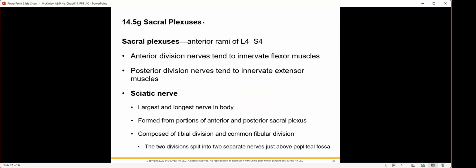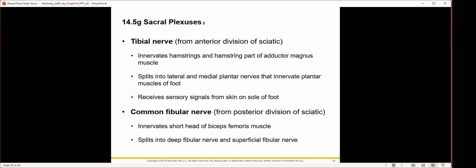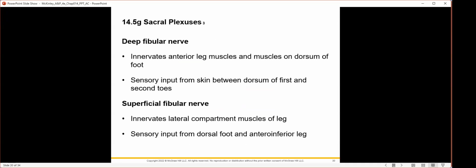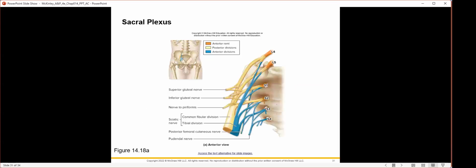Sacral plexus has a little bit of different innervation. We have our largest nerve in the body, the sciatic nerve, coming from here, and it will break down into two divisions, our tibial and common fibular division, going to innervate different parts of the leg. Tibial nerve is going to innervate the hamstrings. Common fibular is going to go to certain parts of the hamstrings as well, like biceps femoris. They can branch even further into fibular nerves, which go to different parts of the leg. Don't worry about this slide.